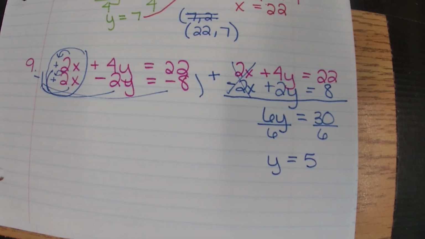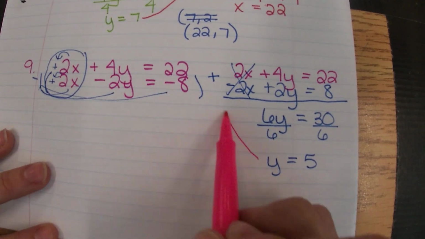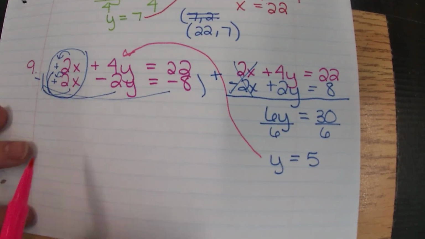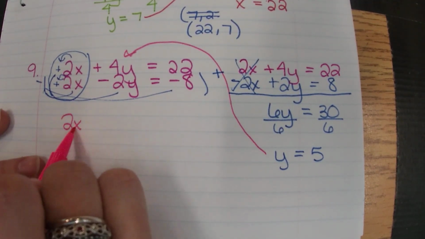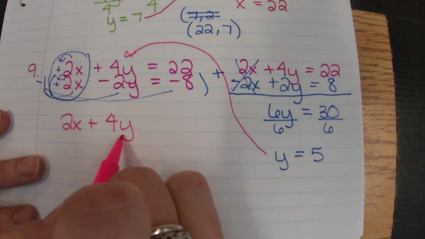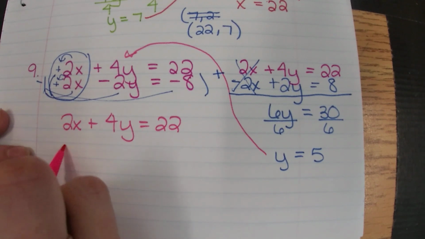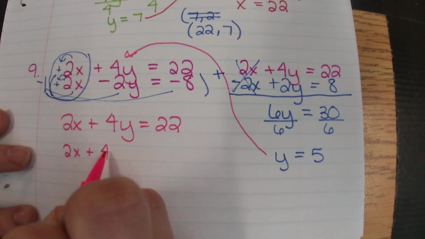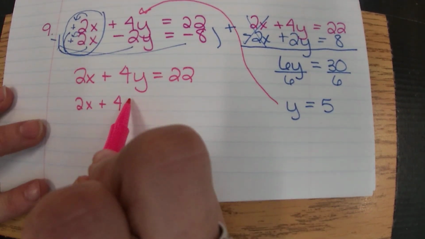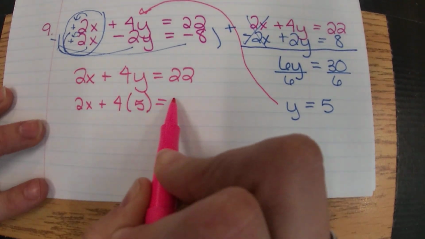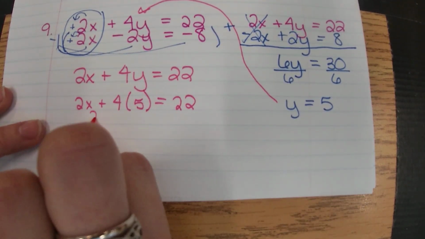Y equals 5. But I'm not done yet, right? I still need to find that other variable. I found my y, I need to find my x. So I can plug back into any of the original equations. So I'm going to go back up over here. This one didn't have any negatives, so I guess I'll go there. So my original equation was 2x plus 4y equals 22. But I'm plugging in that y value of 5. So now 2x plus 4 times 5 equals 22.